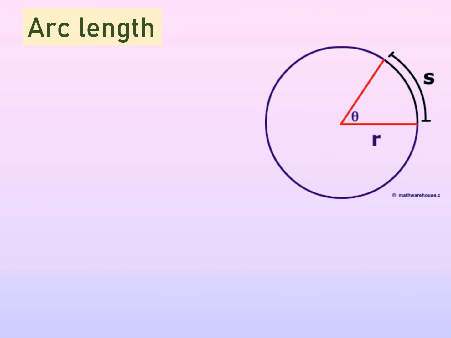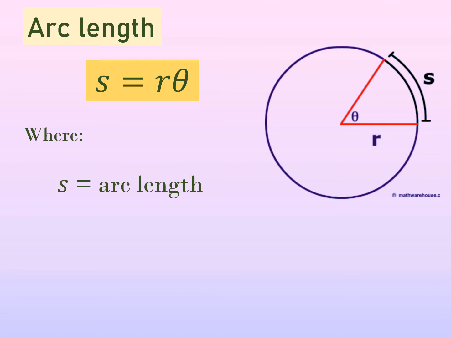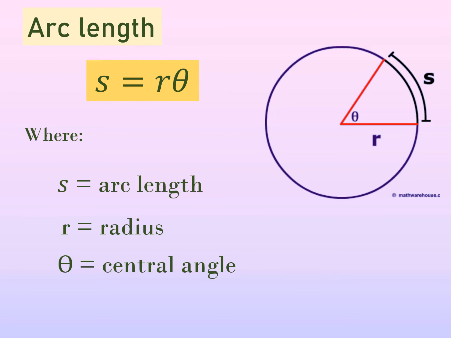The picture illustrates the relationship between the radius and the central angle in radians. The formula S equals r theta represents that S is the arc length, r is the radius, and theta is the central angle. Take note that theta must be in radians. So if it is expressed in degrees, we need to convert it into radians.